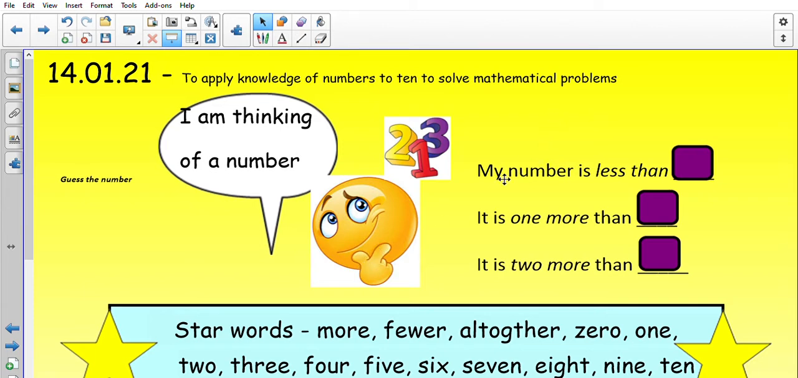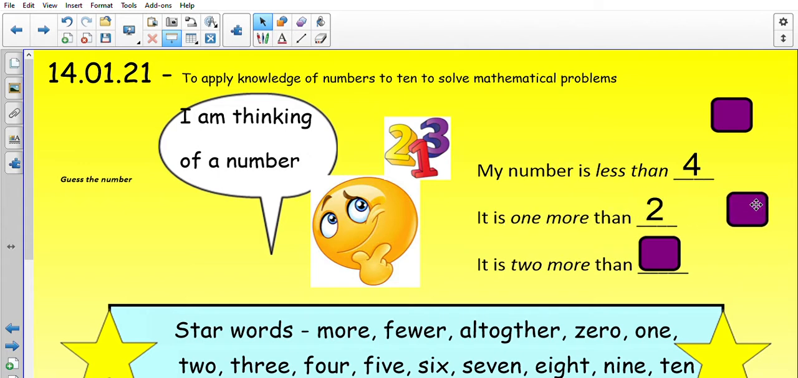Here's the first clue, and it says, my number is less than 4. So what numbers are less than 4? Well done. Let's give it another clue. My number is 1 more than 2. So my number is 1 more than 2, but it's still less than 4. So what number's going to go in there? Let's look at our last clue. It is 2 more than 1.